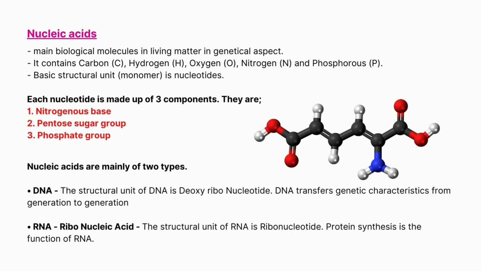Okay, then here, nucleic acids are divided into 2 types. First one is the DNA. The structural unit of DNA is deoxyribonucleotide. DNA transfers genetic characteristics from generation to generation. The second one is RNA, which means ribonucleic acid. The structural unit of RNA is ribonucleotide. The function of RNA is protein synthesis.